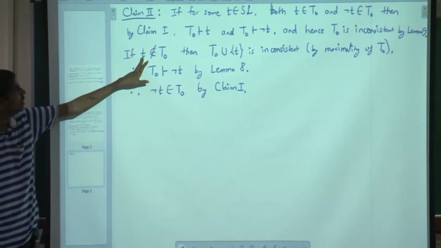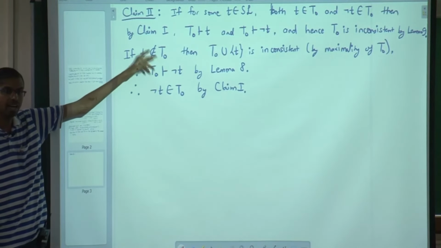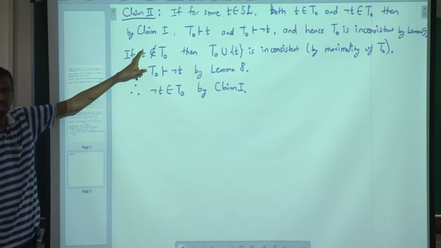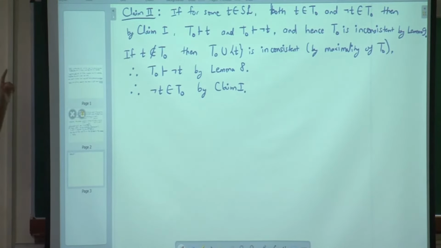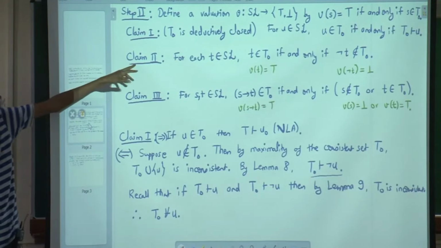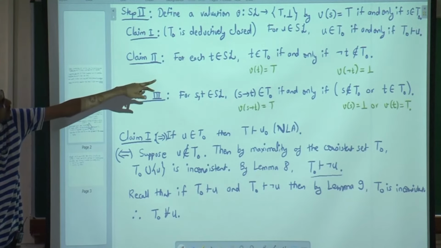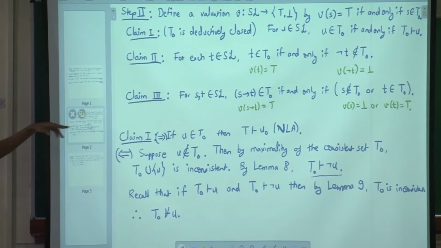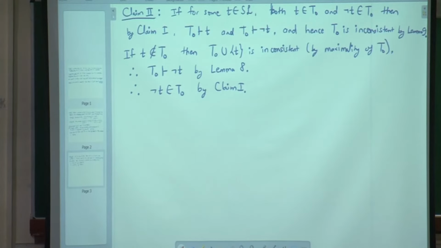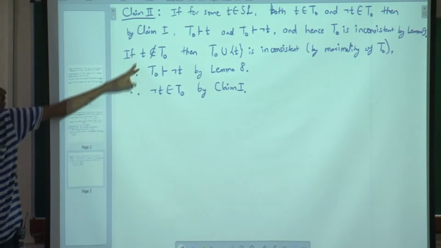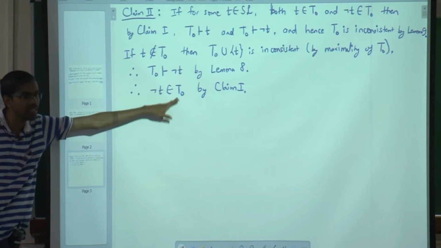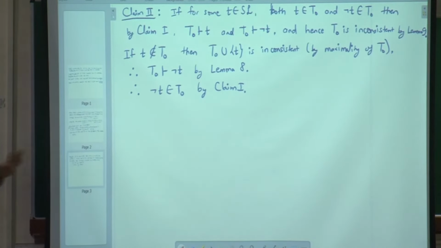It's simple. If T is in T naught, then we are done already. If T is in T naught, one of them must belong. That's claim 2. Yeah, I mean T belongs to T naught if and only if the other one doesn't belong. So we have already shown that both of them cannot belong. So we just had to prove that if T doesn't belong, then negation T does belong. We are done. So claim 2 is done. Now finally claim 3.